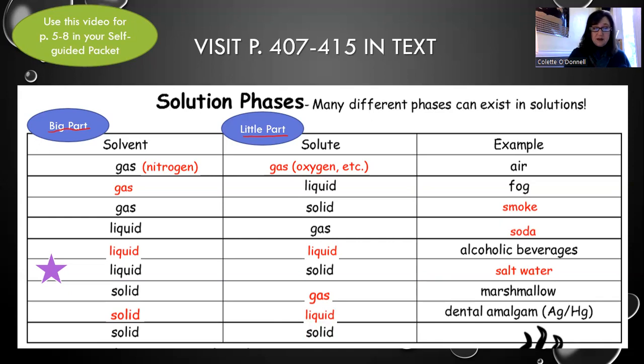And we can also have solutions where both quantities are solids. And so in that case, we're looking at things like, for instance, brass, bronze, steel, different combinations of typically metals that are evenly distributed, again, to make a solution.